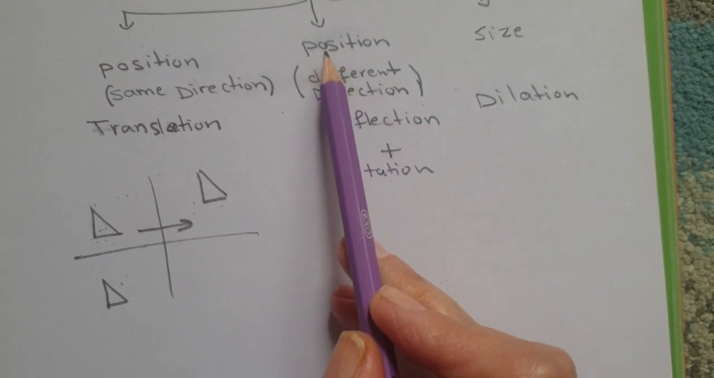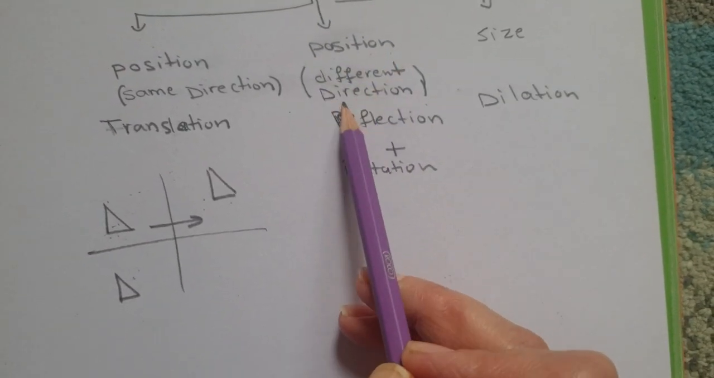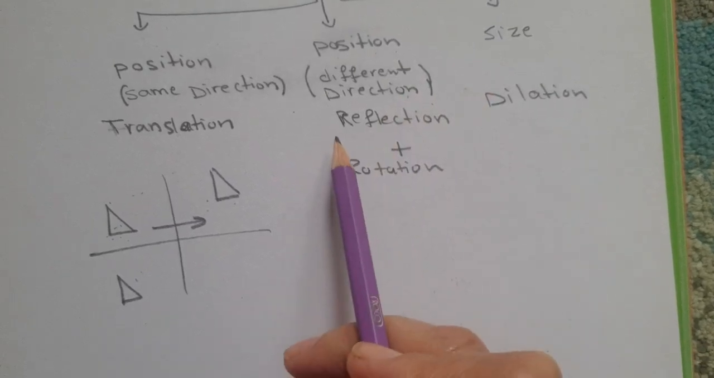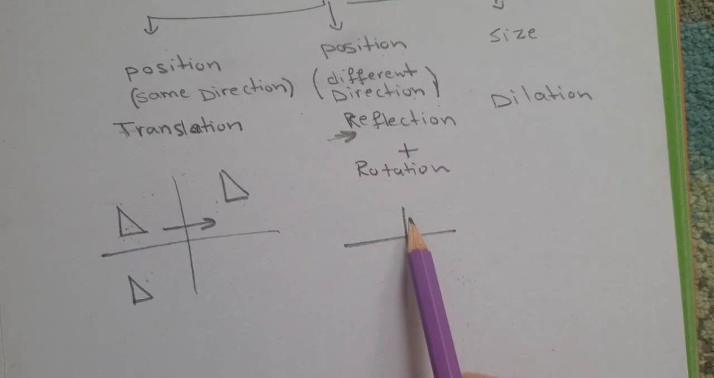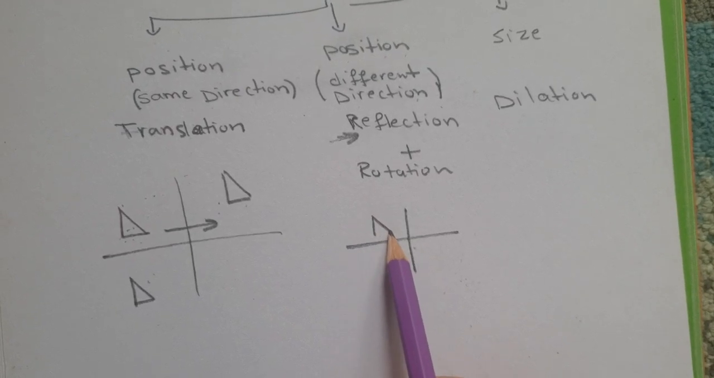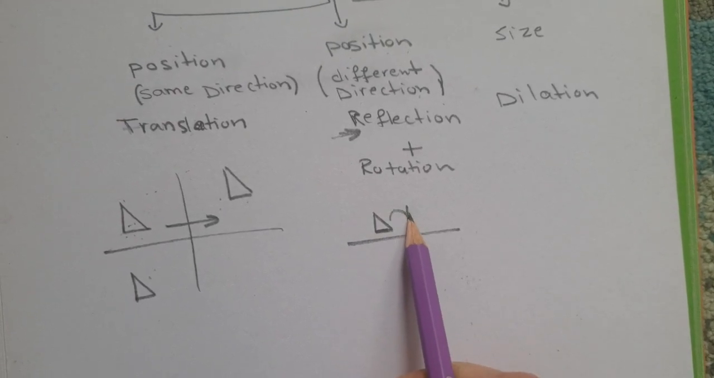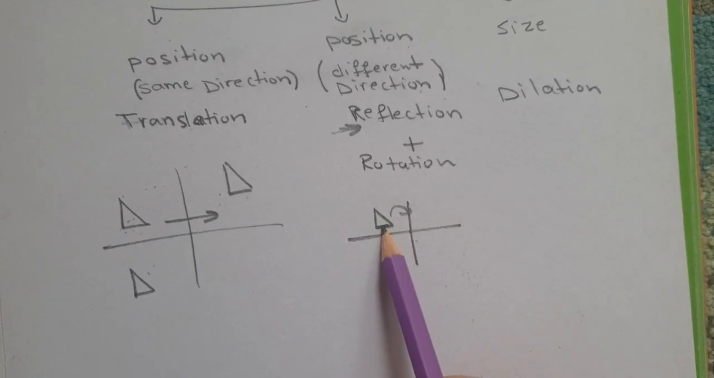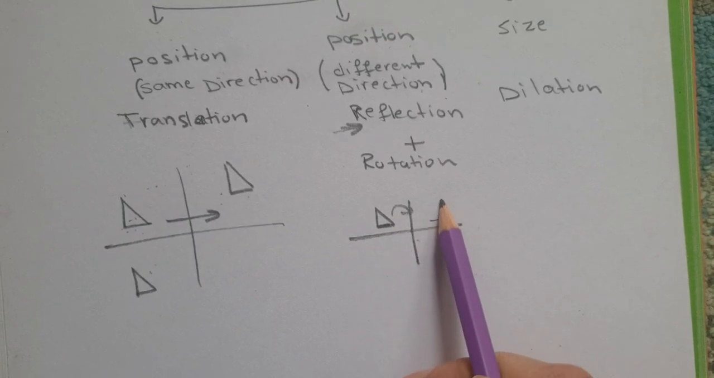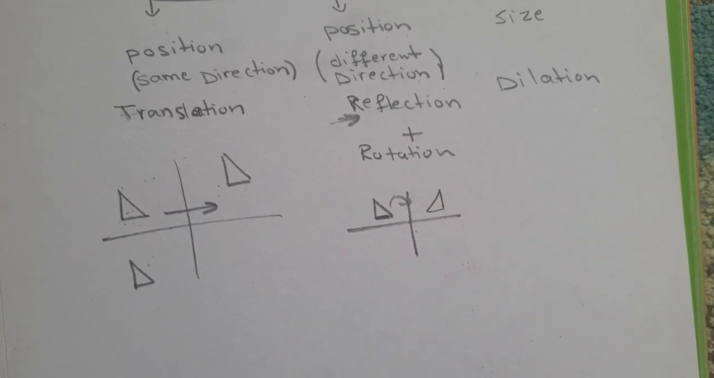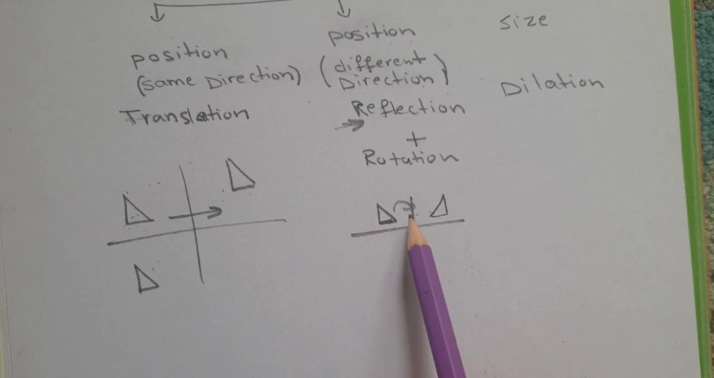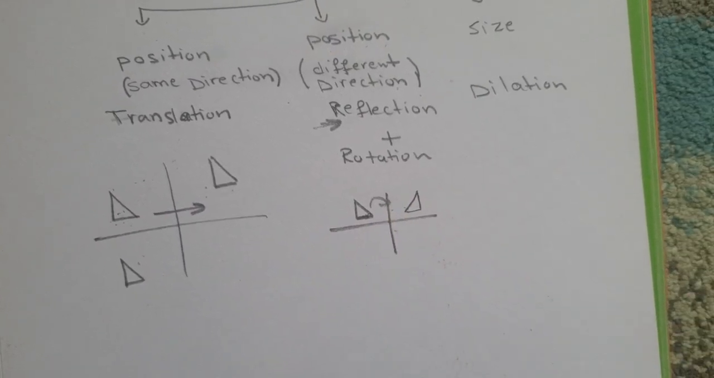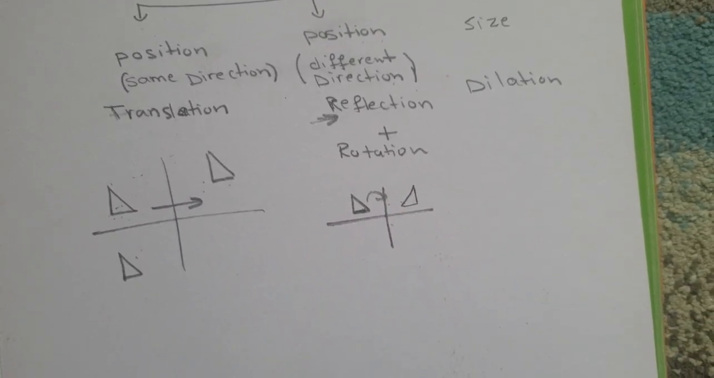Second one, when we change the position also, but with a different direction. Reflection means I have an axis, and my shape flips across this axis. So my triangle becomes a different direction, not the same. Here there must be a line, and my shape reflects across this line.